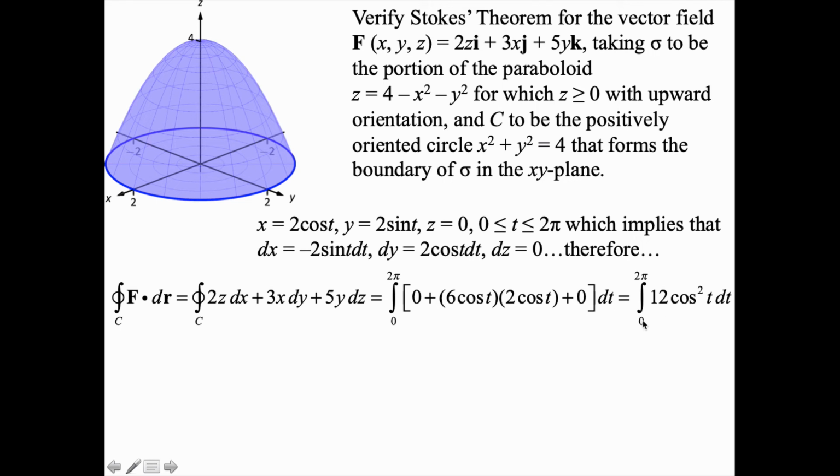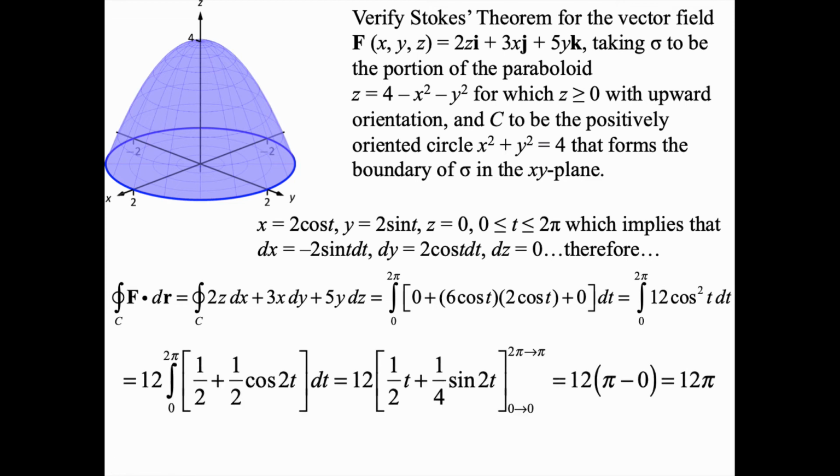And we have a familiar expression, the integral of 12 cosine squared t. So using a little altered double angle formula for cosine, perhaps you recall the identity that cosine squared t can be expressed as 1/2 plus 1/2 cosine 2t. And now that's very easy to integrate. And we have 1/2 t plus 1/4 sine 2t from 0 to 2 pi. And we're left with 12, which was taken out on the outside, 12 times pi minus 0, or 12 pi. So we now know that the net flux of the curl is equal to 12 pi.